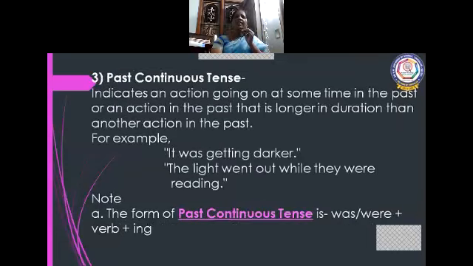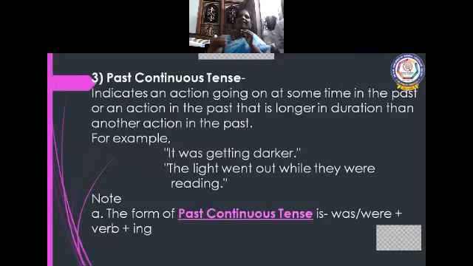Past continuous tense indicates an action going on at some time in the past, or an action in the past that is longer in duration than another action in the past. For example, it was getting darker, the light went out while they were reading. Note, the form of the past continuous tense is was plus verb plus ing.